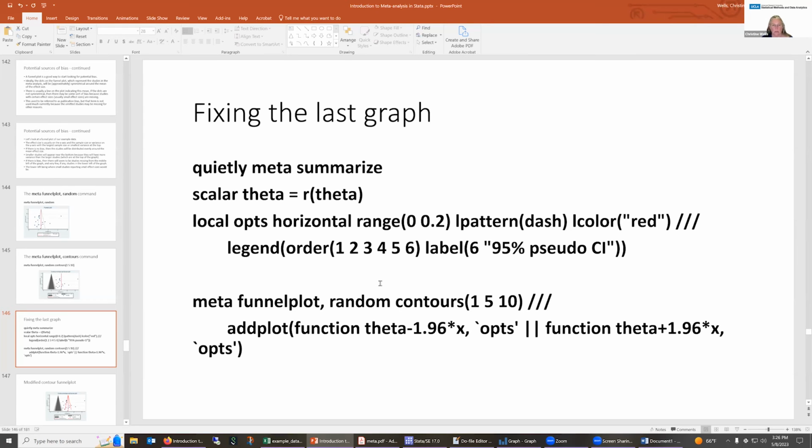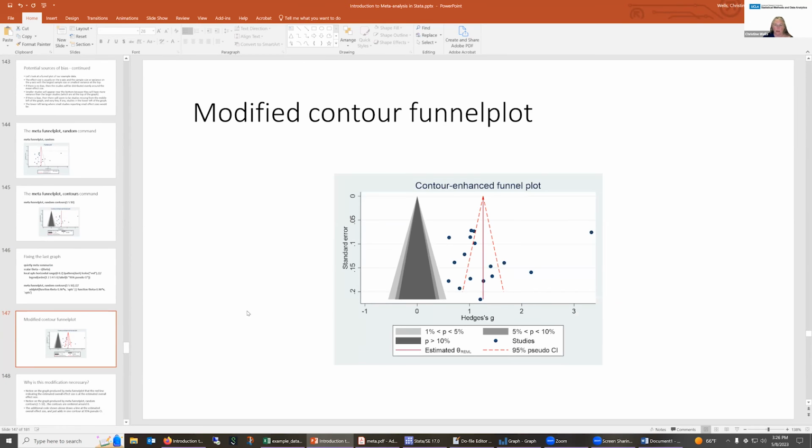And I thank them quite dearly for sending me this code. And I don't need to go through all the whys and wherefores here, but they just quietly do the meta summarize so that they can get theta. They put some options into a local here, and then they run my command, add a plot on top of it, and we get this. And so we put our pseudo 95% over here. I don't really get my contours the way that I had hoped for, but at least I got this stuff moved over here, so it made a little more sense.